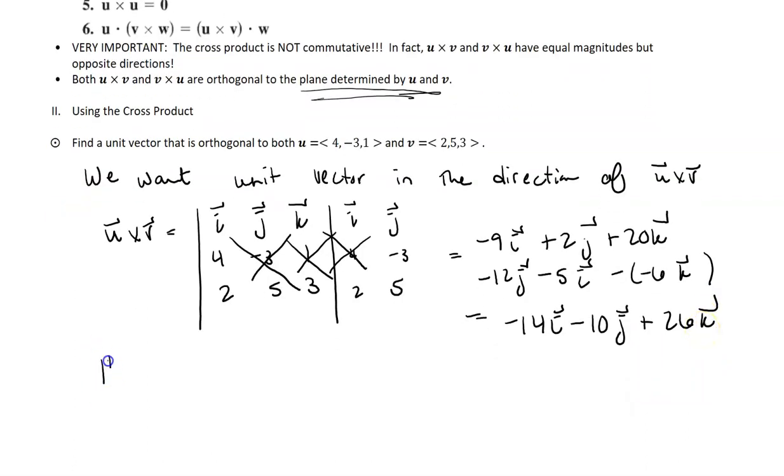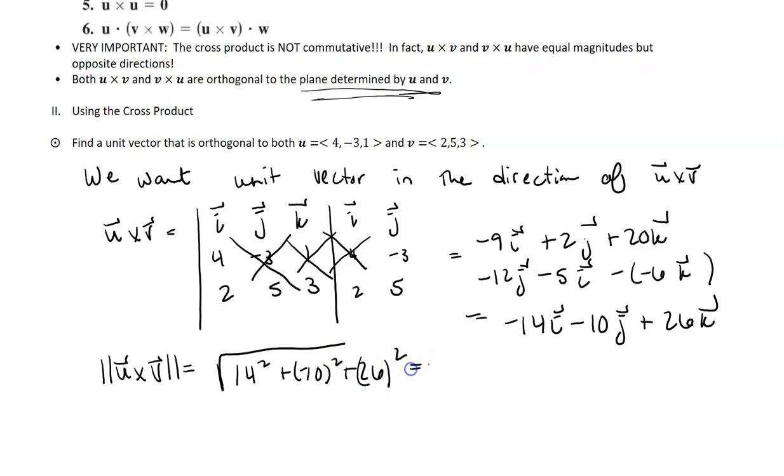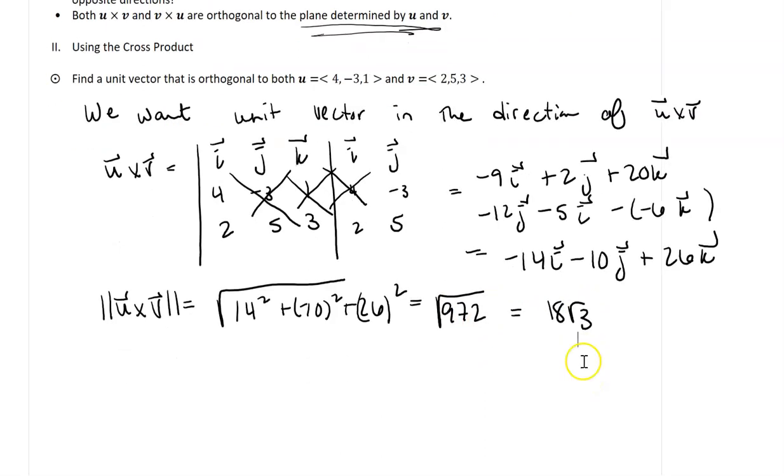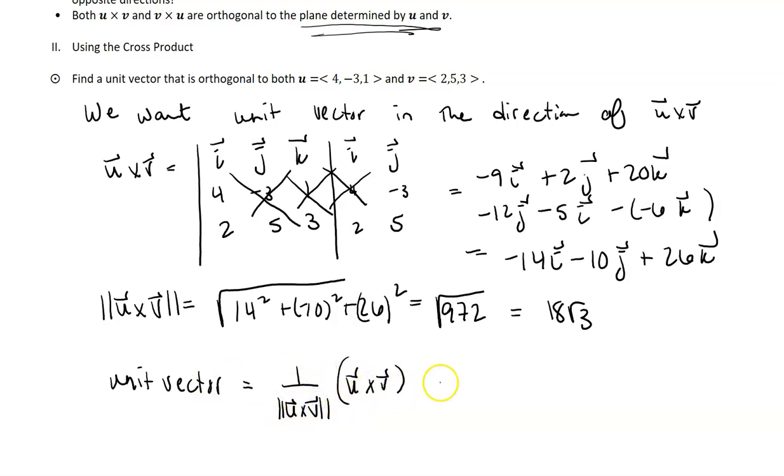The magnitude of u cross v. This is just a vector, so we're finding the magnitude, which will be 14 squared plus negative 10 squared plus 26 squared. So that is the square root of 972, and you can reduce that down to 18 square root of 3. And the unit vector is going to be 1 over the magnitude of u cross v times u cross v. So that'll be 1 over 18 square root of 3 times negative 14i minus 10j plus 26k.